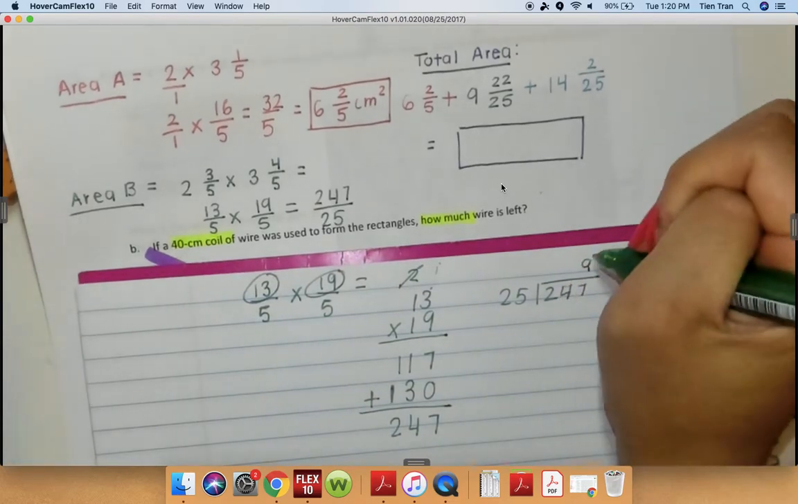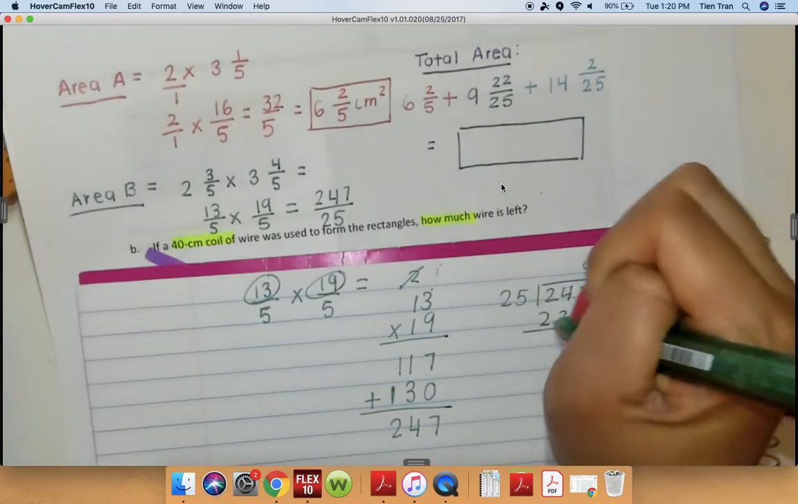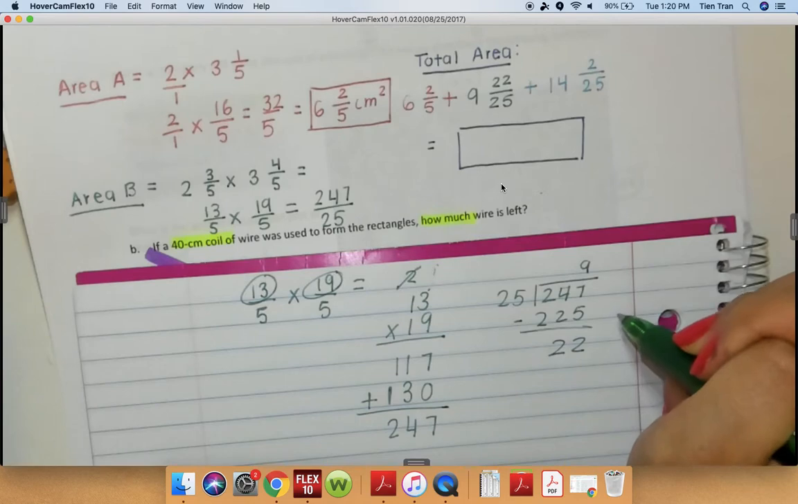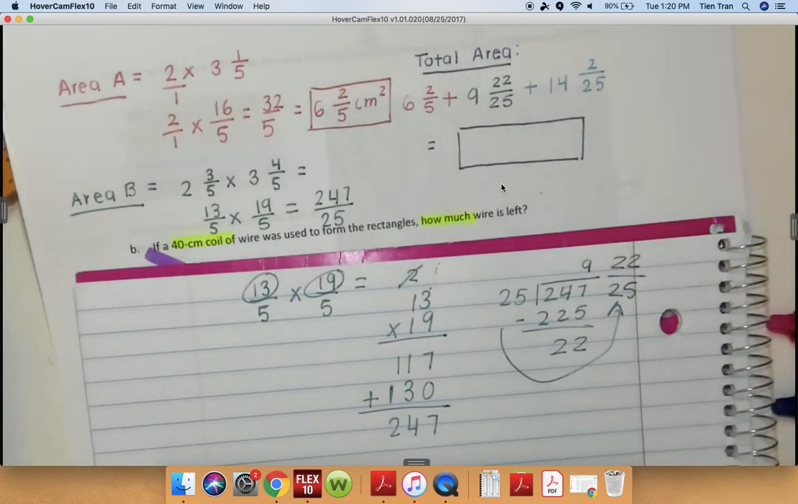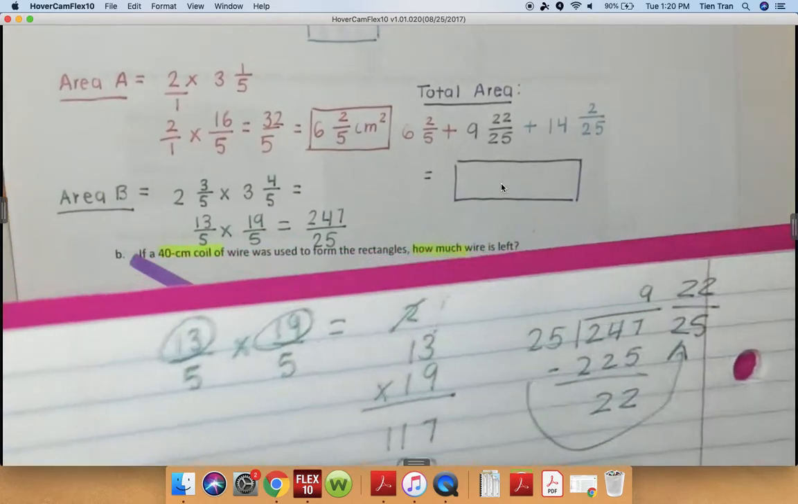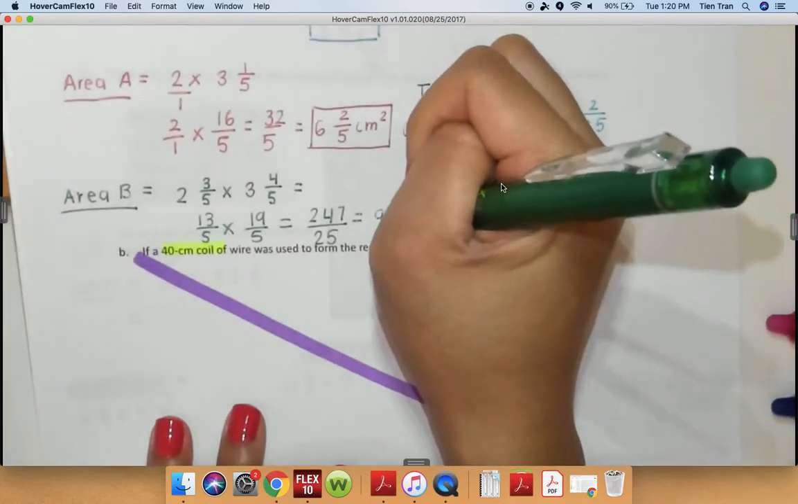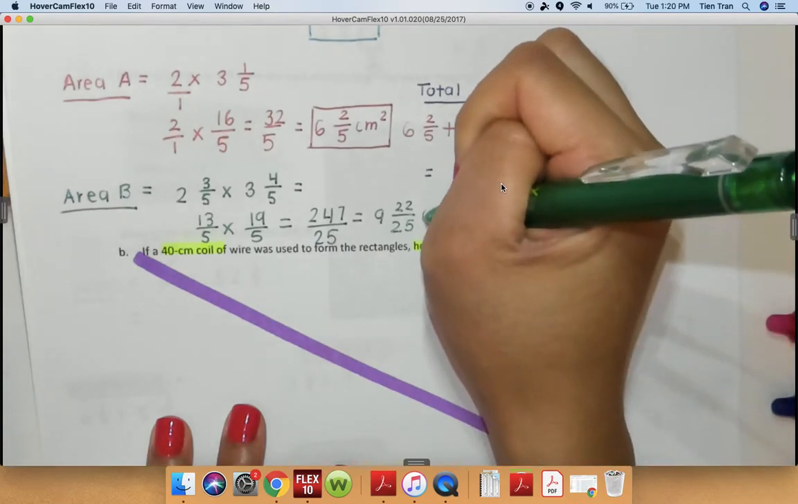So I'm going to write 9. And I can multiply if I need to, but I know that 25 times 9 is equal to 225. 7 minus 5 is equal to 2. 4 minus 2 is equal to 2. So my remainder is 22 and my denominator is 25. So that's what I'm going to write down. I have 9 and 22 over 25 centimeters squared.